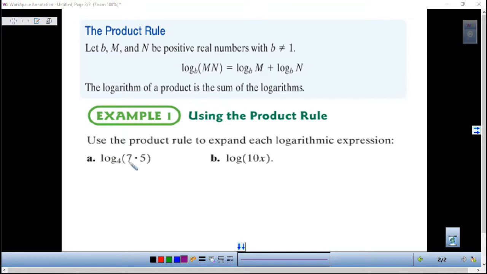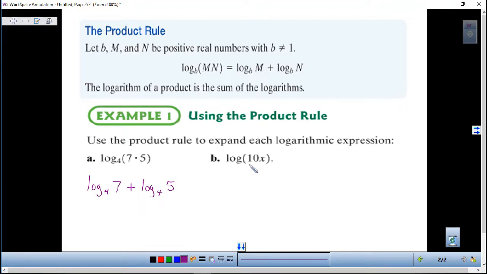So if we're going to use the product rule to expand this, remember we're going to have the log base 4 of the first part of our product, plus the log base 4 of the second part of our product. And then, like I said, in the days before they had calculators, they could possibly have a log base 4 table of 7, and they would have all those decimals, so they'd write the decimal down for this one, write the decimal down for this one, and they could add them.